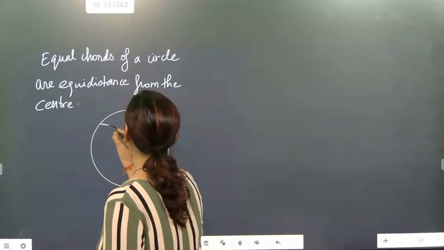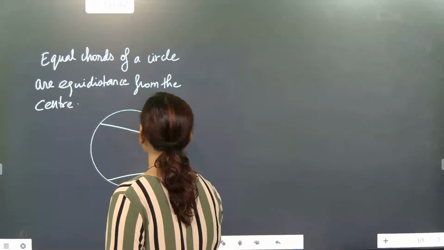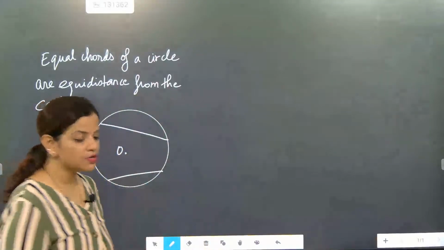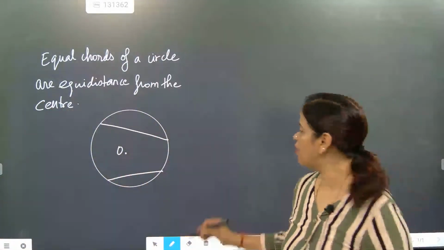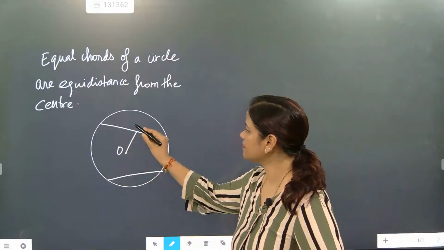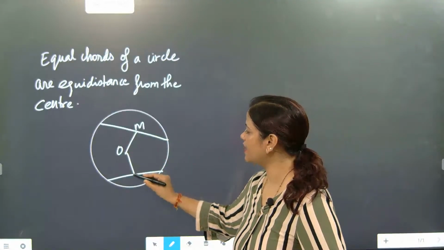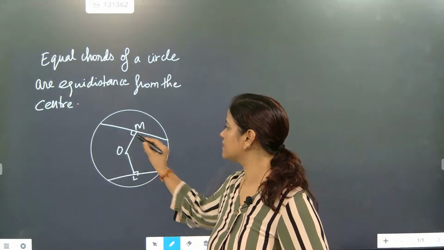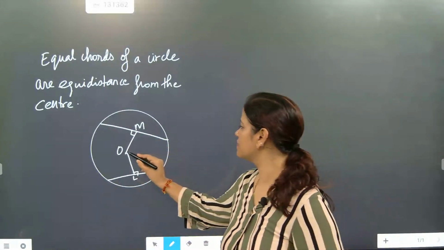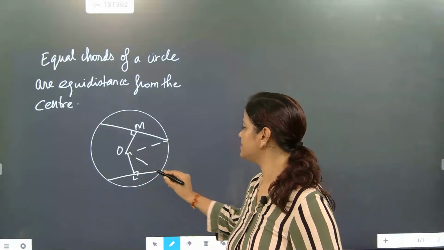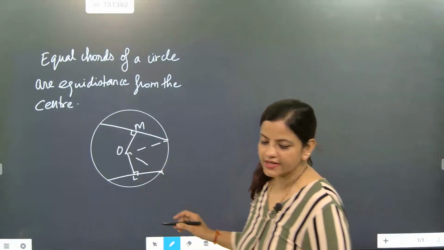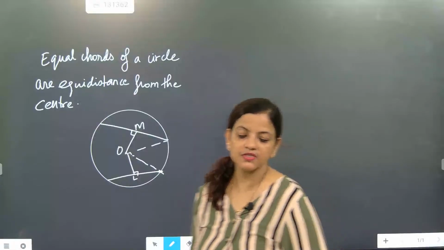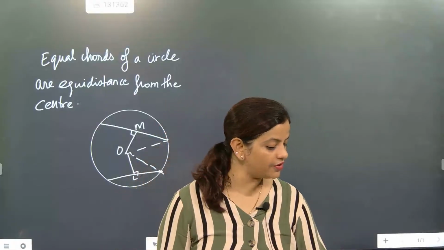So there are two chords, one chord and this chord. This is the center, and this is O. So equal chords are there. You must understand that OM and OL are perpendicular to the chords, and these are the radii. Done? So we draw like this. This is becoming the radius. Once this is the radius, now we can solve the question.